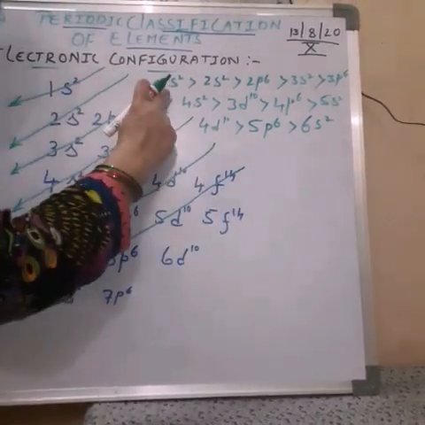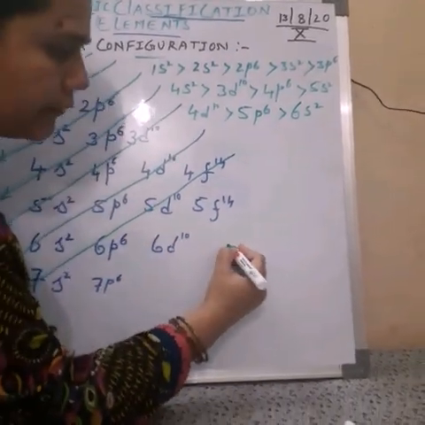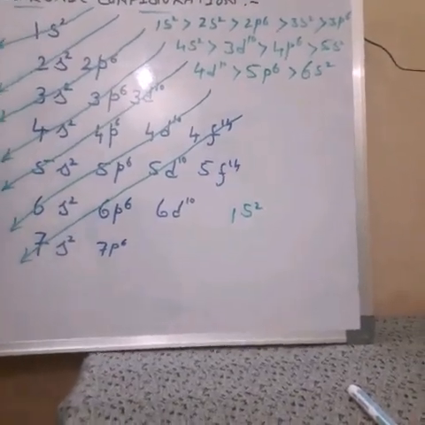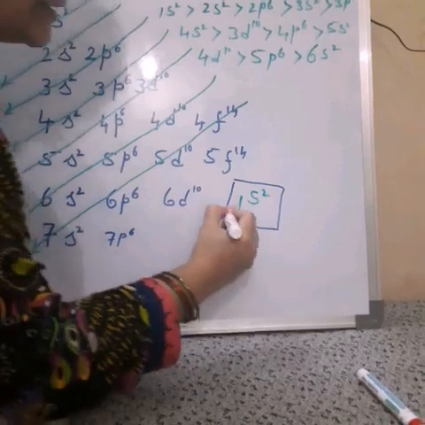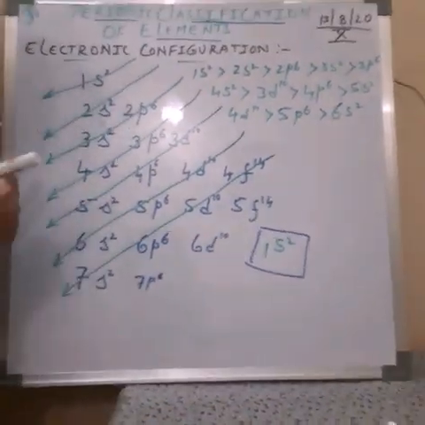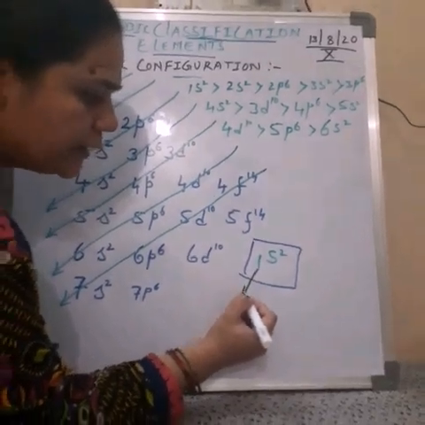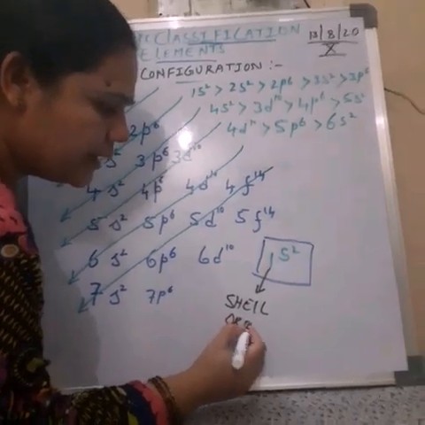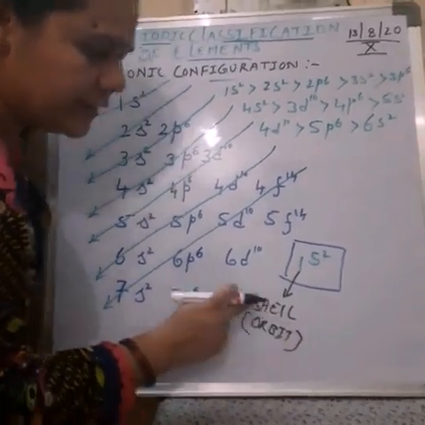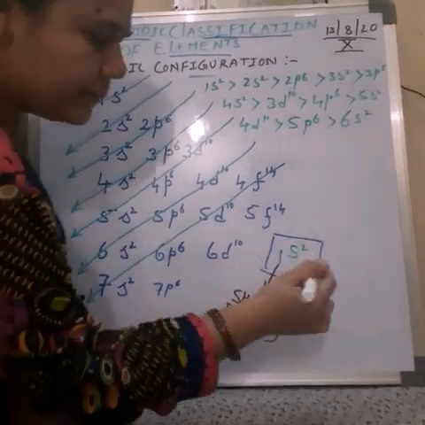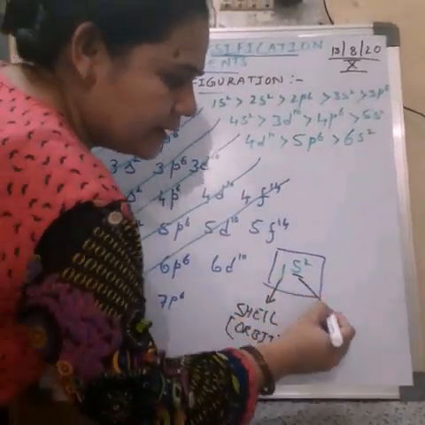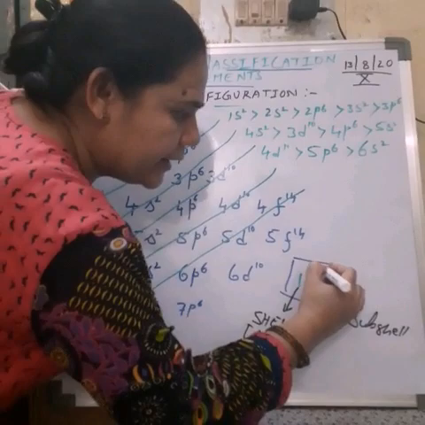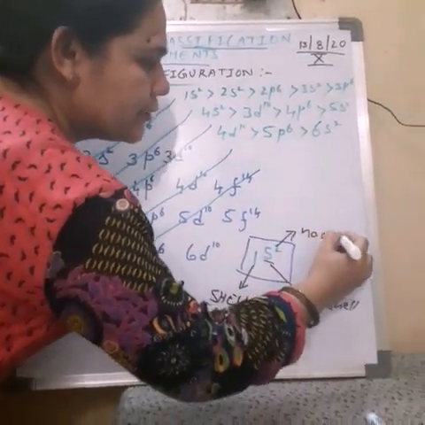Now let us see what information you are getting from this configuration when I write 1s2. Let us discuss. What does the value 1 indicate? Value 1 indicates the shell or the orbit. Which orbit is this? First orbit or the first shell, K shell. Then what does this s indicate? The subshell. Then what does this value indicate? The total number of electrons.